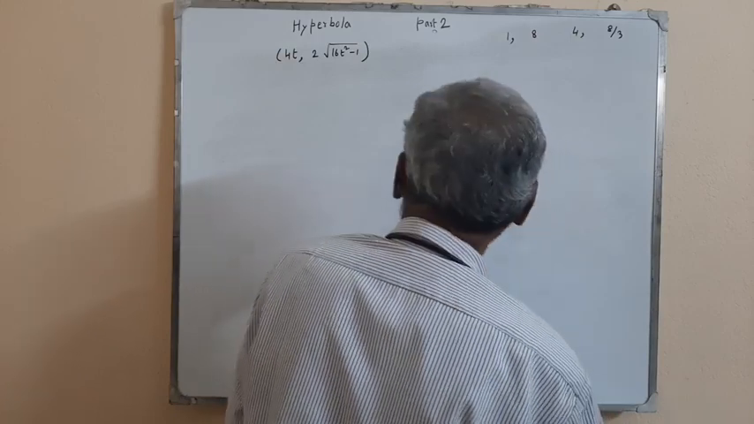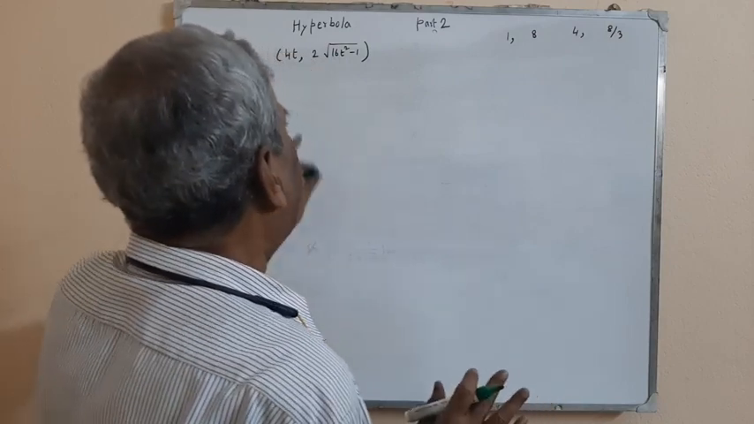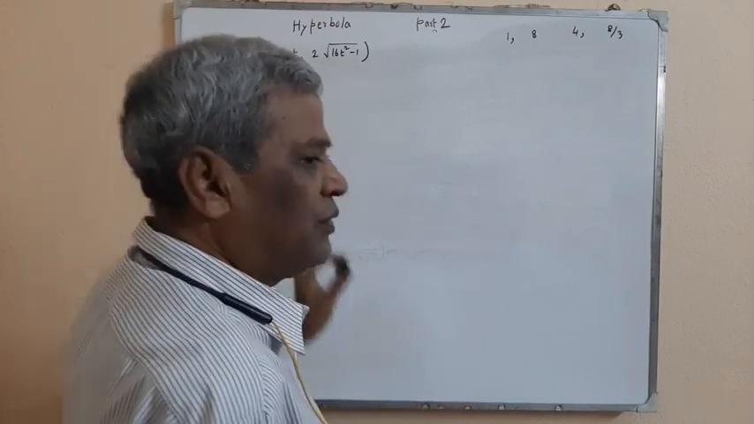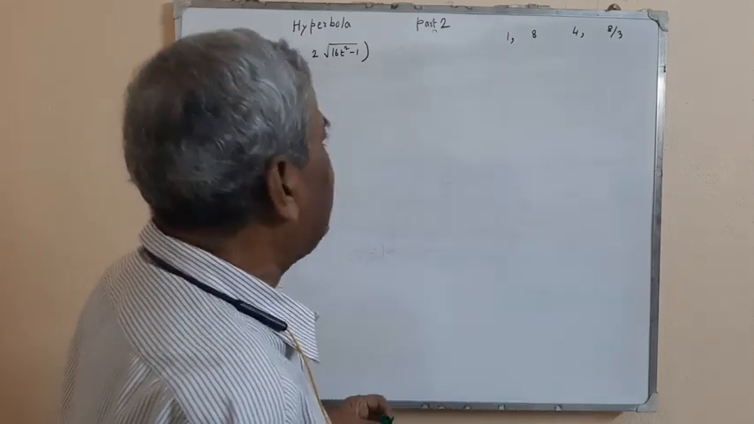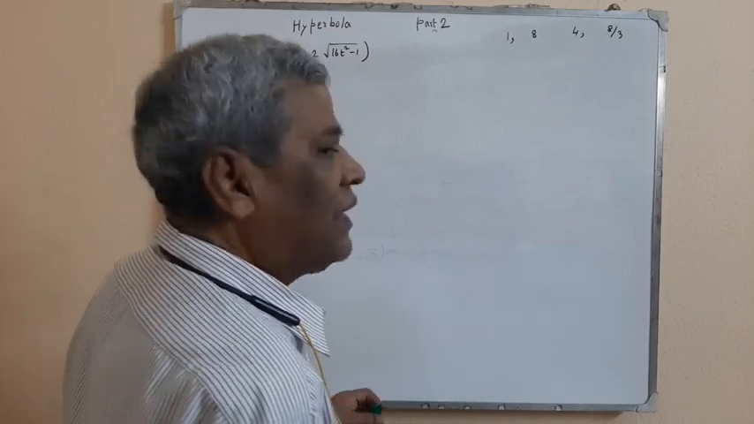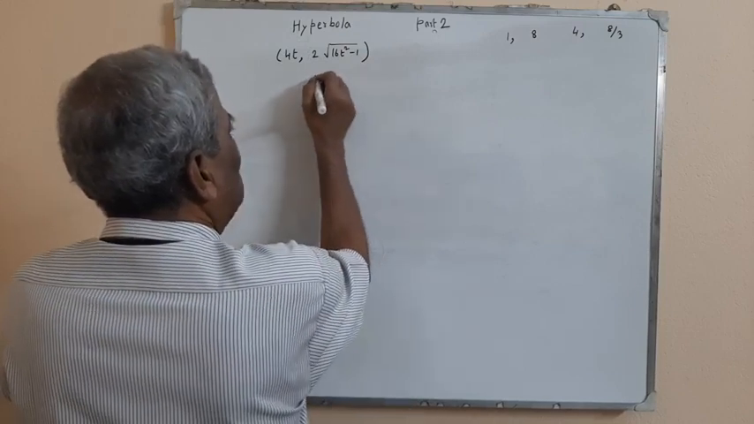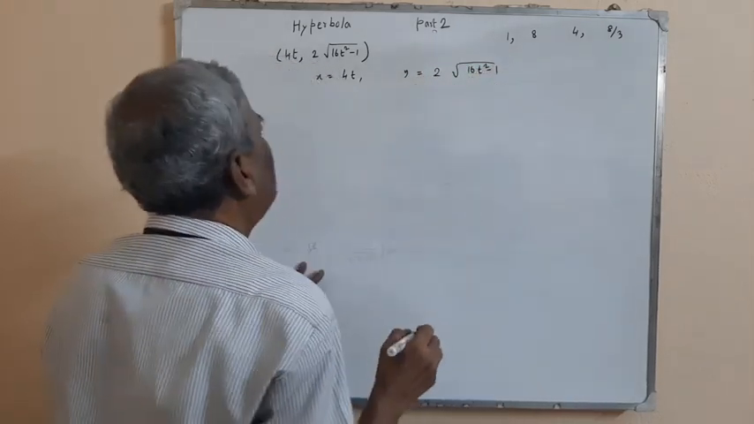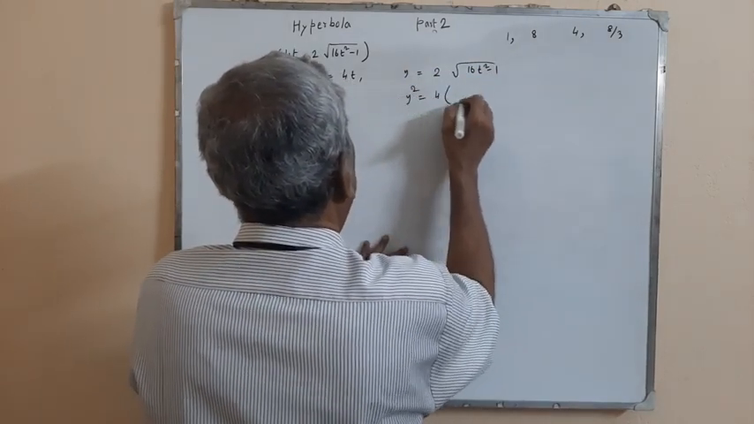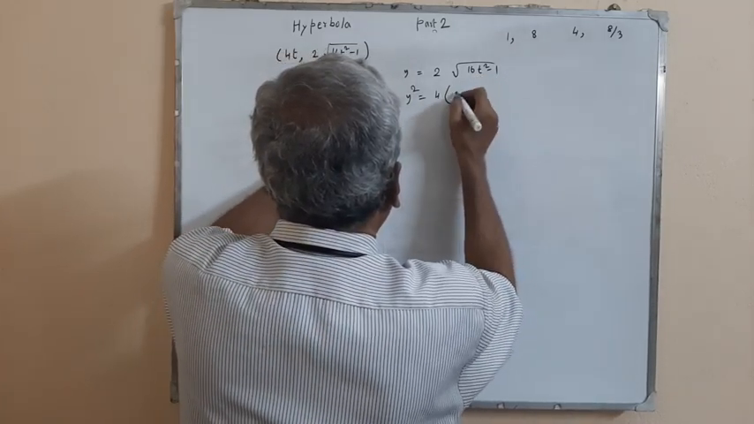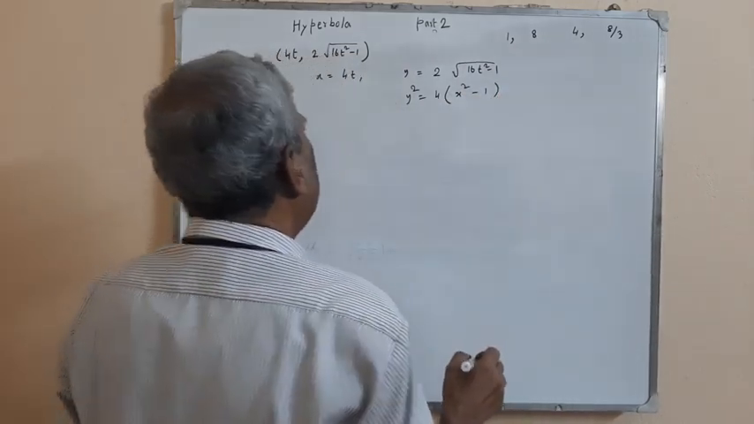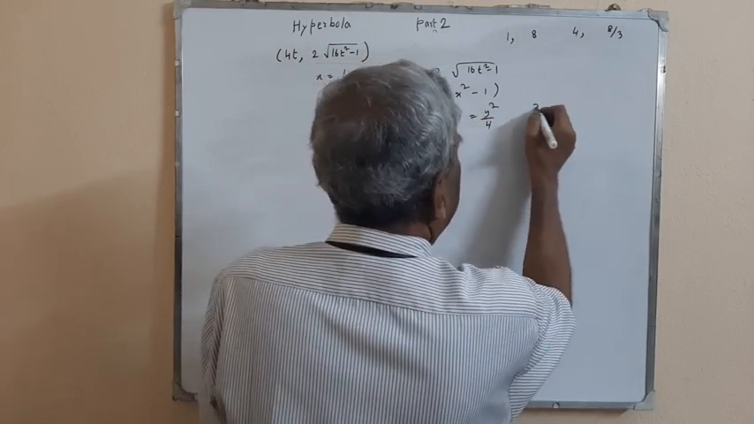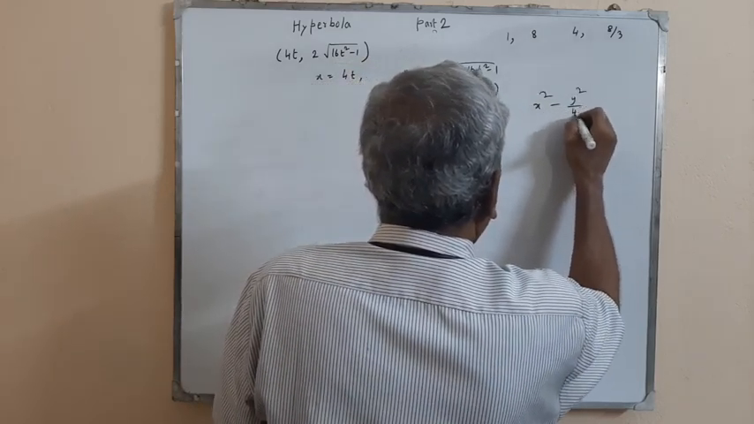So the problem is like that. One hyperbola is not given, but one point on it is given, in terms of a parameter. If we take x equal to that and y equal to this, after eliminating the parameter t, we can get the equation of the hyperbola in Cartesian form. Let us try that first. So x = 4t, y = 2 into root over 16t² − 1. So y² = 4 into (16t² − 1), and 16t² means x². So the equation becomes x² − 1 = y² by 4, so x² − y² by 4 = 1.